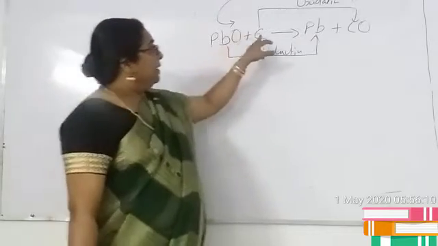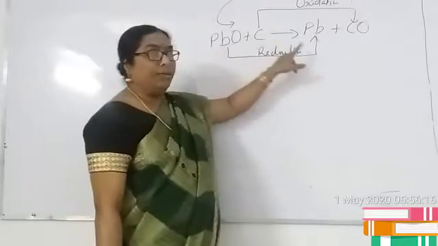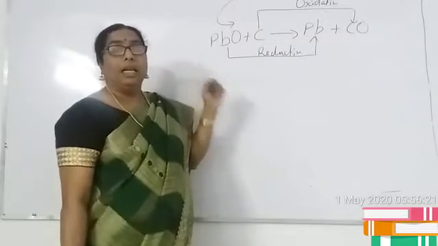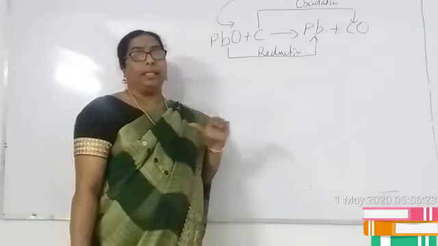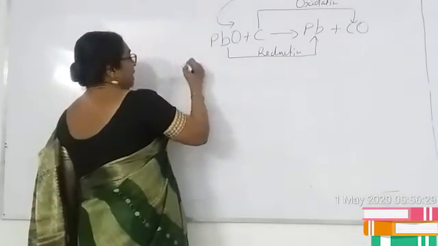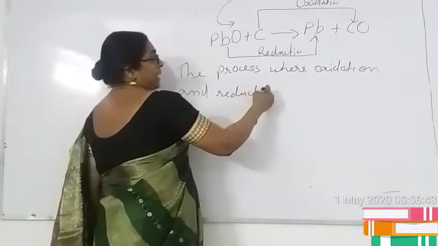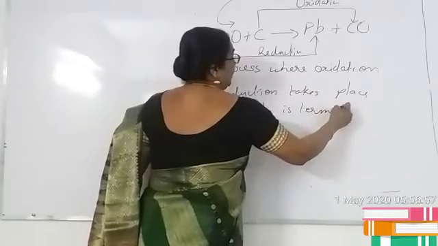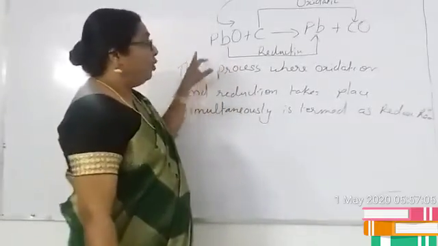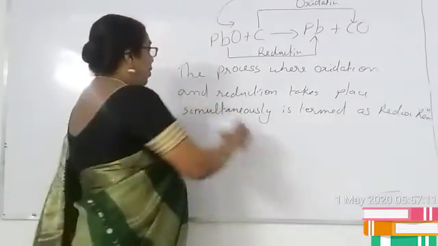Is it clear? Here we have seen that it involves addition of oxygen, as well as lead oxide converting to lead, which means removal of oxygen. And this type of reaction where oxidation and reduction take place simultaneously is termed a redox reaction.